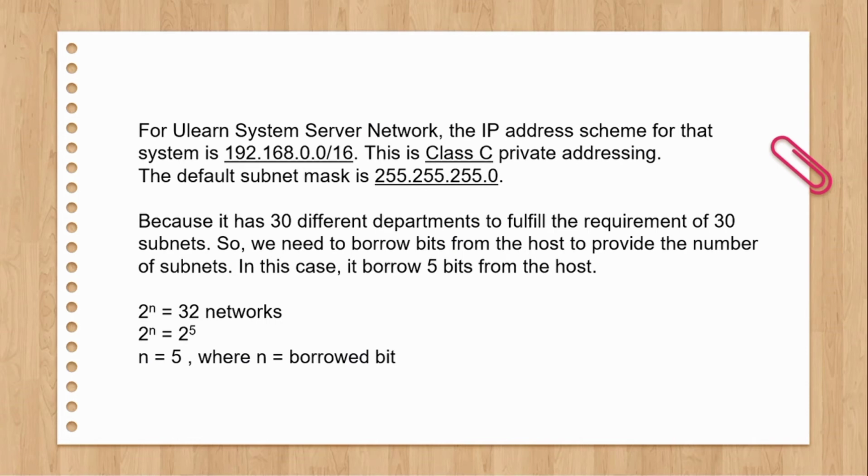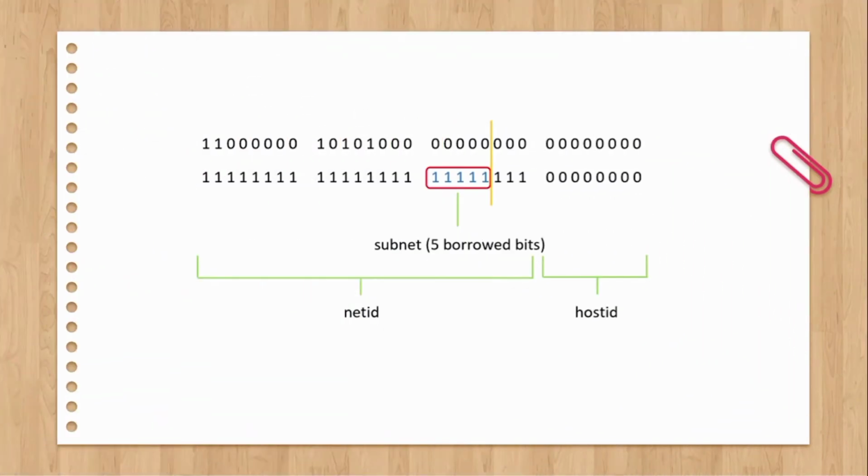255.255.0.0. Because it has 30 different departments, to fulfill the requirement of 30 subnets, we need to borrow bits from the host to provide the number of subnets. In this case, it borrows 5 bits from the host. 2 to the power of n is 32 networks, so n equals 5, where n is the borrowed bits. This illustration uses the network formula to find the number of subnets closest to 30.